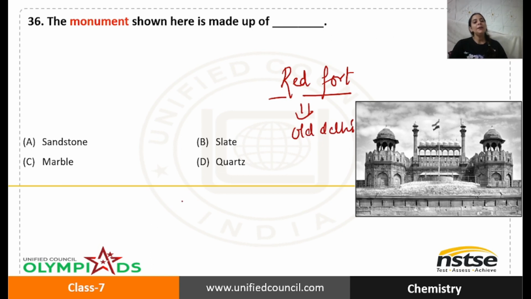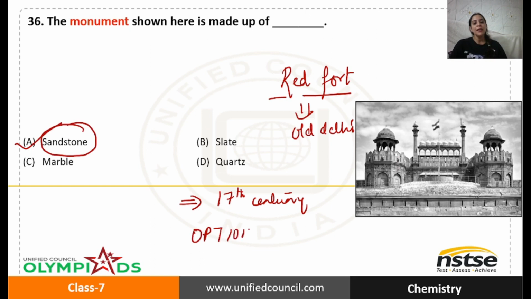And for your knowledge, I am telling you, who built Red Fort? Shah Jahan. And when? In the 17th century. The stone which is used to build Red Fort is obviously red in color, and let me tell you, it is sandstone. So which option is correct? Option A is correct. So Red Fort is located in Old Delhi, built by Shah Jahan in the 17th century, and it is made up of red color brick, and it is sandstone.